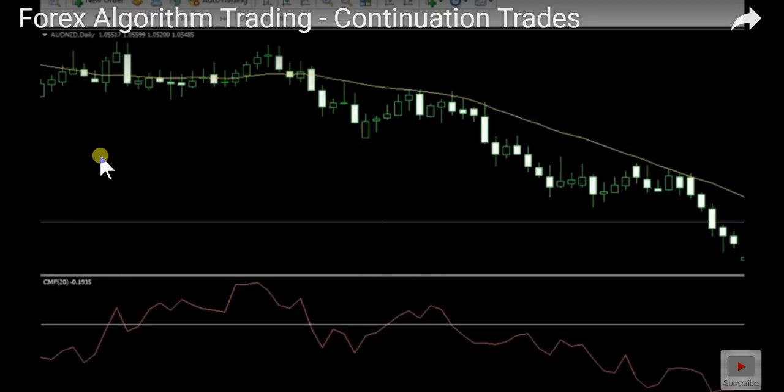All right, so Aussie Kiwi Daily. Are you kidding me? This is a brutal currency pair to trade. Now we have our usual suspects. Again, we have the 20-day simple moving average. I think we can see my trades in here.